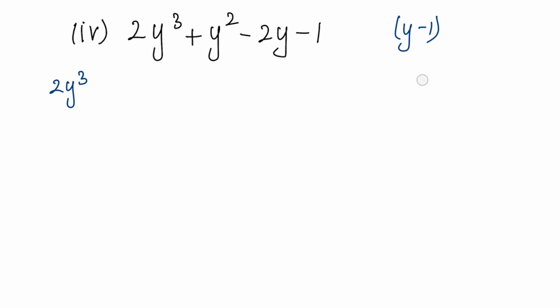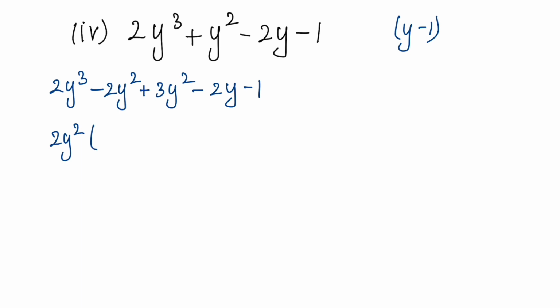How do we do that? You can just split this 3y squared and write it as minus 2y squared plus 3y squared. So minus 2y squared plus 3y squared, when you add it you will get y squared, and then we have the next terms as well, minus 2y minus 1. So from the first two terms, if you take 2y squared as a common factor, you are left with y minus 1.